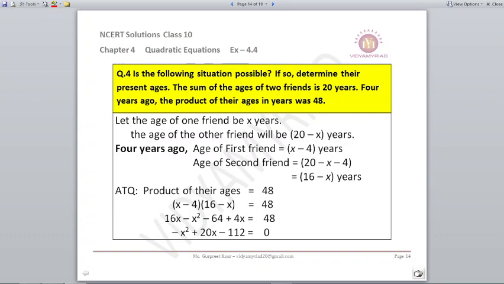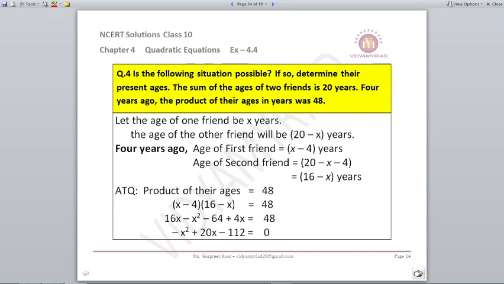Now they are talking about 4 years ago. So you need to subtract 4 from both of the friends. For the first friend it becomes x minus 4. For the second friend it becomes 20 minus x minus 4, which means 16 minus x years. And according to the question, the product of their ages is equal to 48. What is the product? (x minus 4)(16 minus x) is equal to 48. From this quadratic equation you get minus x square plus 20x minus 112 equal to 0.